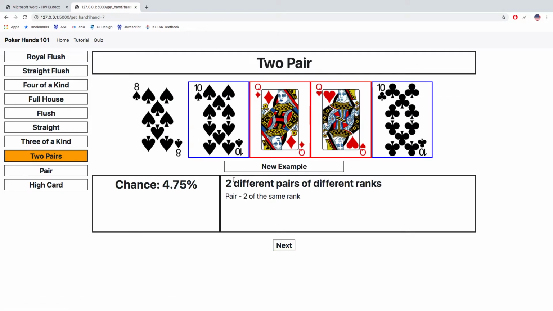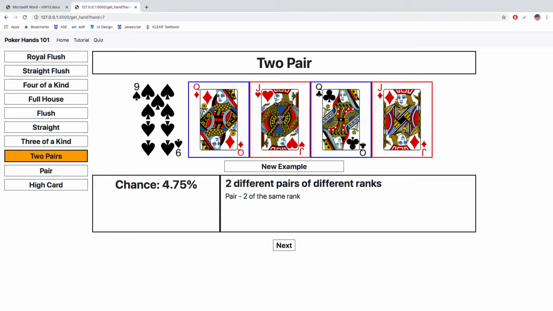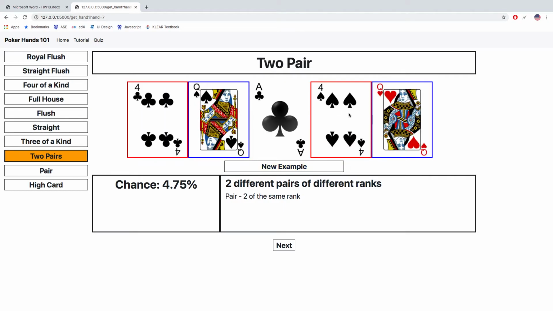2 pairs, 2 different pairs of different ranks. Chance 4.75% is significantly more rare. Like, okay, the chance of getting a 2 pair is like 10% of a pair. And I believe these 2 are together and these 2 are together because these 2 have the same color border and these 2 do. And this one just does not seem important, so I guess I'm not going to pay attention to that. So there's 2 of these and 2 of these. Okay, and they can be in any order.